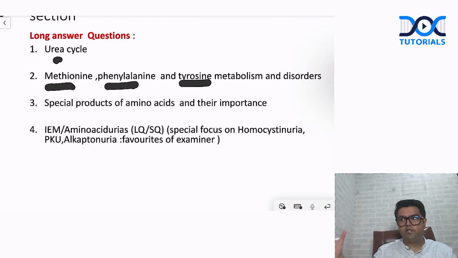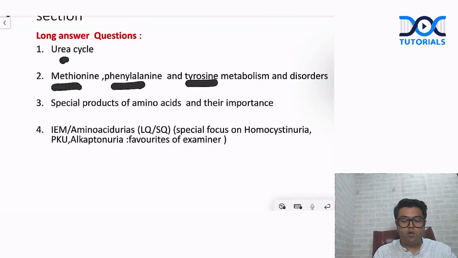I should know homocystinemia. I should know cystinuria, their basic things, their steps, their management, their enzyme deficient, etc. Any particular vitamin involved? Any particular coenzyme involved, like in the metabolism of phenylalanine, BH4 is involved, for example. That is tetrahydrobiopterin.